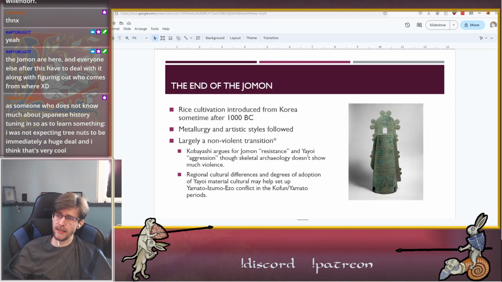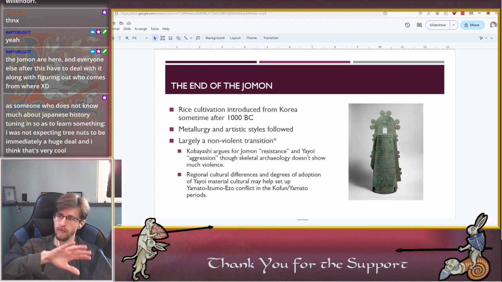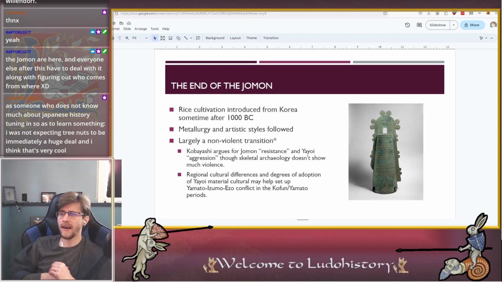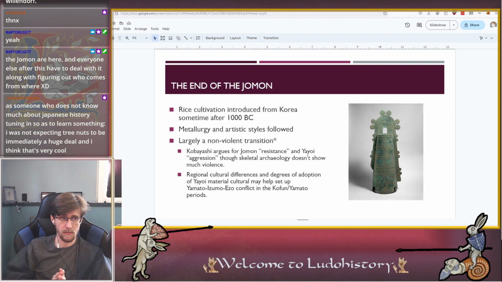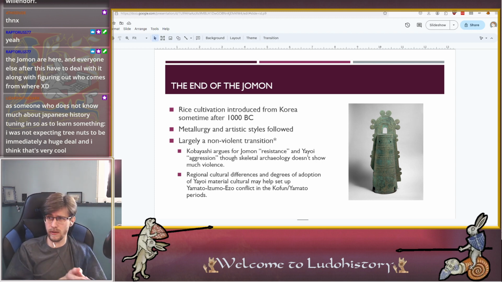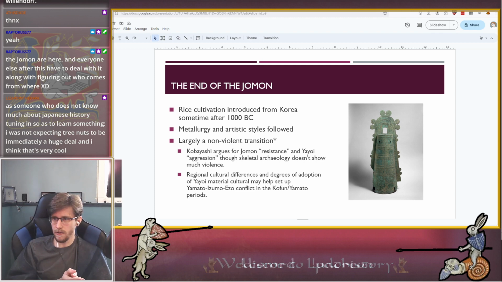So that's the Jomon progressing, obviously, with development and regional variation and a lot of nuance for about 10,000 years. But after about 1000 BC, things start changing. Firstly, rice cultivation is introduced into Kyushu from Korea, along with an influx of new people.